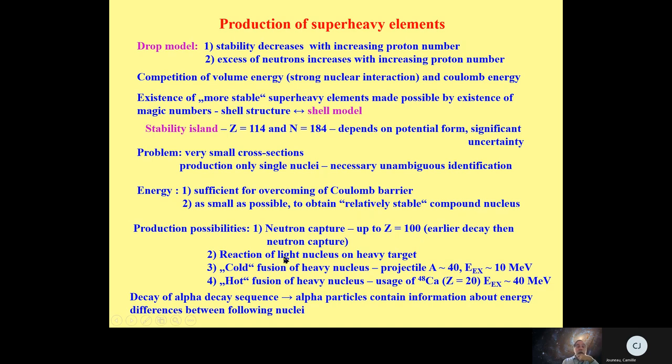The second possibility is a reaction of a light nucleus with a heavy target. You will obtain a compound nucleus, and it is possible to de-excite the excited states of this compound nucleus by emission of gamma rays, and you will obtain a compound nucleus from these two, target and projectile nuclei.